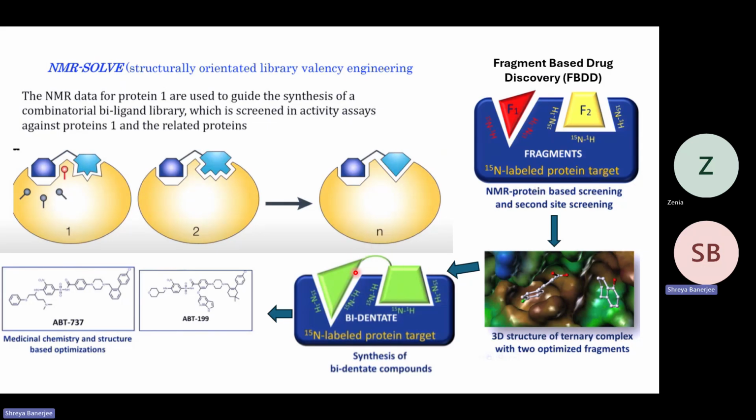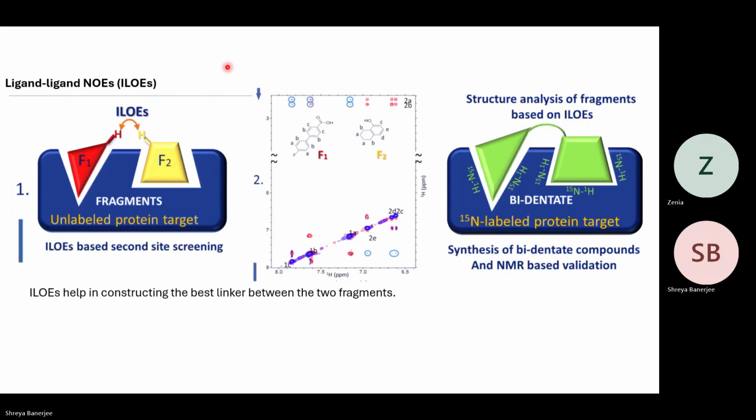And then the linker is optimized to get the bi-ligand libraries. Another way in which the linker is designed is through ILOE. If you have two ligands which are binding to two nearby binding sites, the protons of the two ligands will show NOEs, which are defined as ligand-ligand NOE or interligand NOE, that is ILOE. Using this, it will give you an idea about how the linker between these two ligands can be constructed. So that is the advantage of these ILOEs.